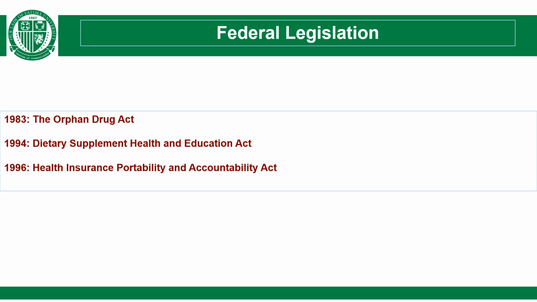For the third one, 1996, the Health Insurance Portability and Accountability Act, or HIPAA, protects health insurance coverage for workers who change or lose their jobs. For example, you're working in a specific place and you have paid a significant amount to different insurance companies or insurance terms, just like the SSS or the PhilHealth or other types of insurance.